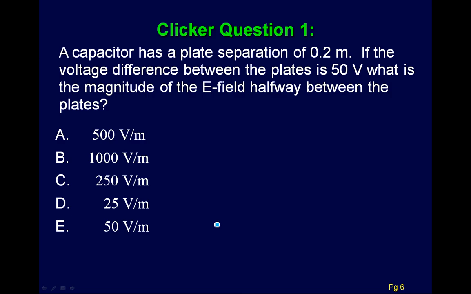A capacitor has a plate separation of 0.2 meters. If the voltage difference between the plates is 50 volts, what is the magnitude of the E field halfway between the plates? So think about this one and we'll talk about it.